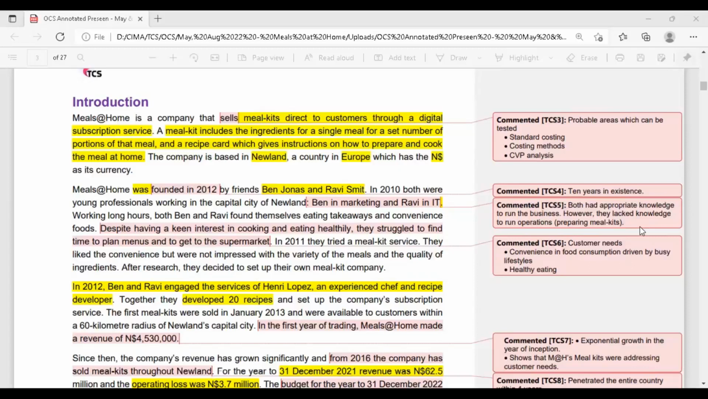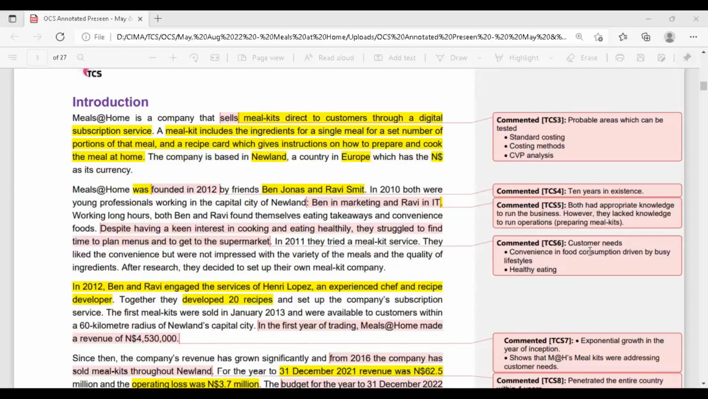However, they lacked knowledge to run operations, because they were not from the meal kit industry or the retail sector or the food industry. So although these two founders were experts in their own areas, they did not have too much knowledge about running a meal kit company when they started. Despite having a keen interest in cooking and eating healthy, they struggled to find time to plan menus and to get to supermarkets.